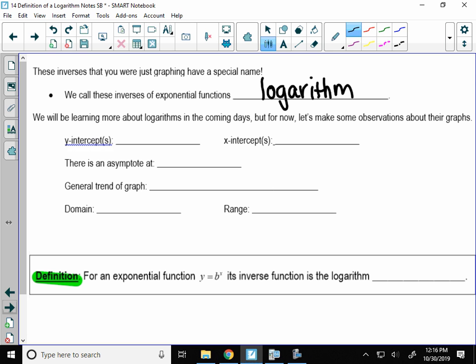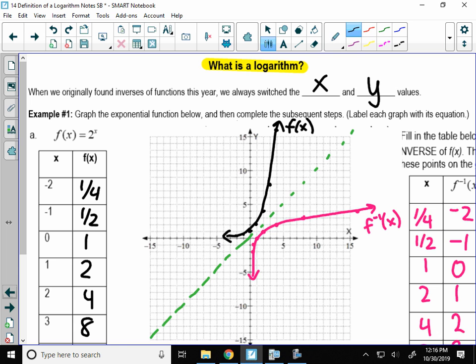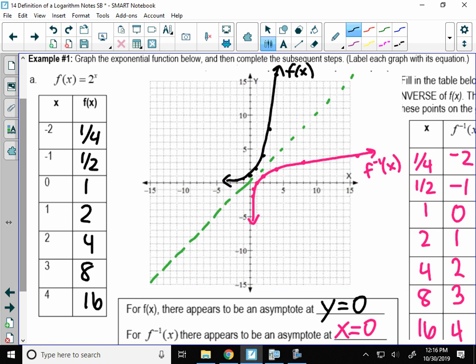Just like the inverse of the quadratic function was the square root, and the inverse of a linear function is linear, the inverse of an exponential is called a logarithm. Now, when I look at that graph that I just made, the pink one, is there a y-intercept for that pink graph?